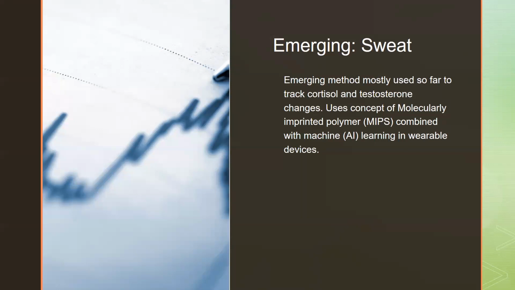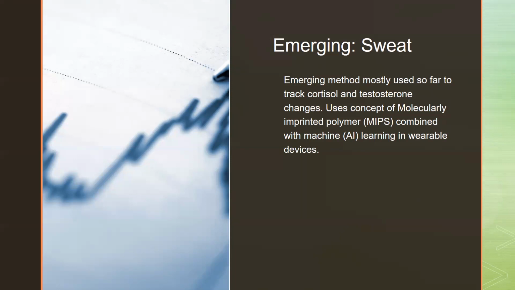So we're not going to talk too long on sweat, but I do want to bring it up because it is a really awesome, fantastic emerging technology that uses the concept of molecularly imprinted polymers, or MIPs, combined with AI learning to basically be placed into a wearable device and track continuous release of, as of now, cortisol and testosterone. So there's definitely a lot of validation studies that are coming through with this. And it's also a very important factor whenever we're thinking of hair research.